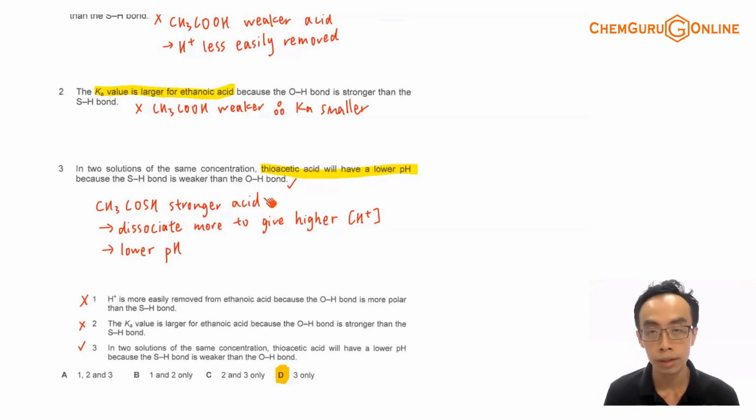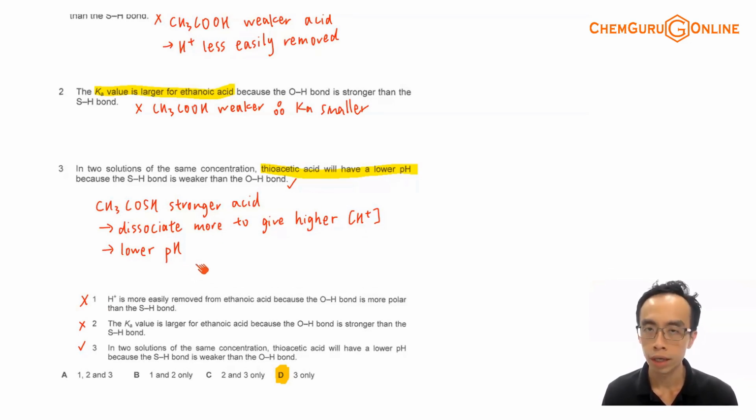Since it is the stronger acid, we expect it to dissociate more to give more H+. Of course, when we compare pH, we have to compare the same concentration of both acids, then it is a better comparison. If the concentration is the same, then a stronger acid will dissociate more to give a higher concentration of H+, which will also lead to a lower pH.